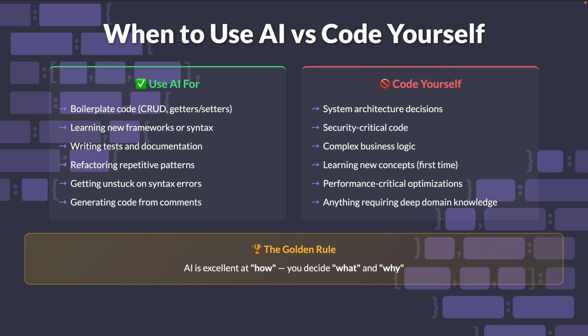Basically, use AI to speed up implementation, but keep architectural decisions to yourself. AI is great at the how to implement something, how to write the syntax, how to structure a function, but you should be deciding the what and why. What you're building and why you're building it that way. Think of AI as a very fast, very knowledgeable junior developer. They can write code quickly, but you need to review it, guide the architecture, and make the important decisions.